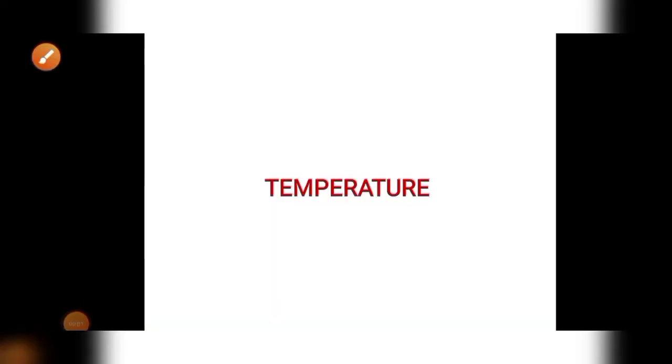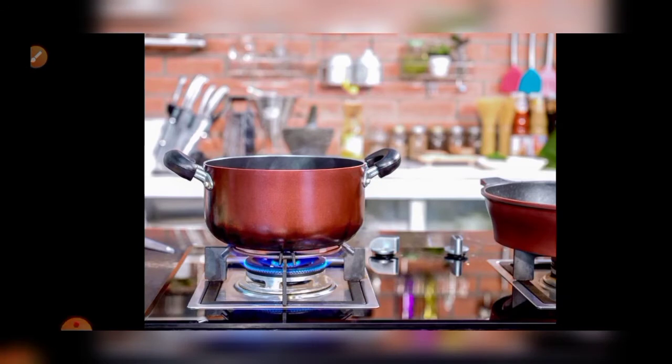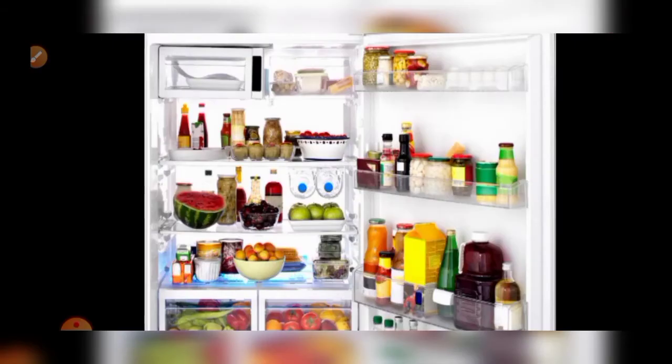Now we will discuss temperature. If we touch a utensil kept on a burning gas stove, it feels very hot. We say that the temperature of the utensil is very high. On the other hand, if we touch a utensil placed in a refrigerator, it feels very cold, and we say that the temperature of the utensil is very low. Thus, a hot object has a high temperature, whereas a cold object has a low temperature.